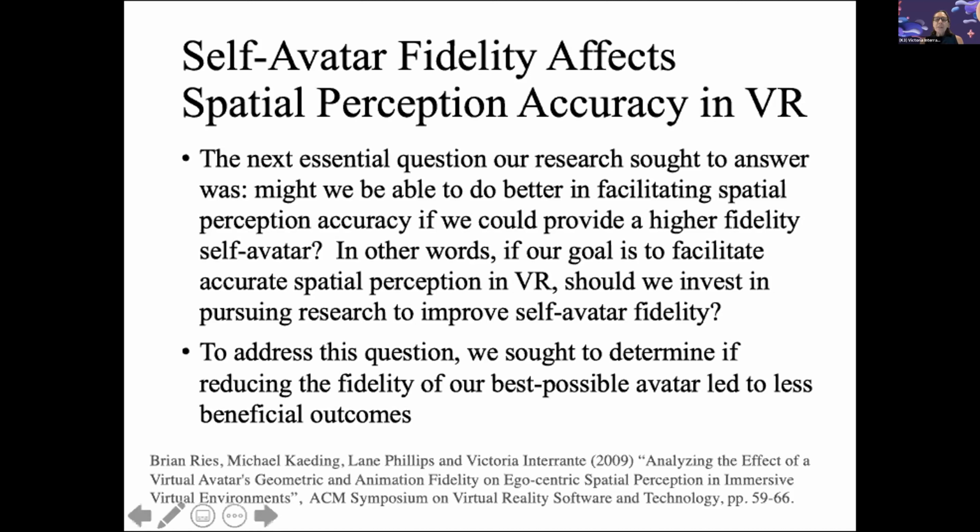Instead, what we chose to do is to see what would happen if we were to compromise the avatar quality by reducing either the geometric fidelity or the motion fidelity. And the practical advantage of that approach is that we could also then determine if we might be able to get away with using less resources. If a lower quality avatar was just as good, then we might not have to go to so much trouble.